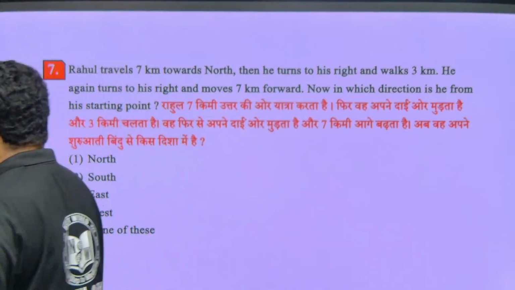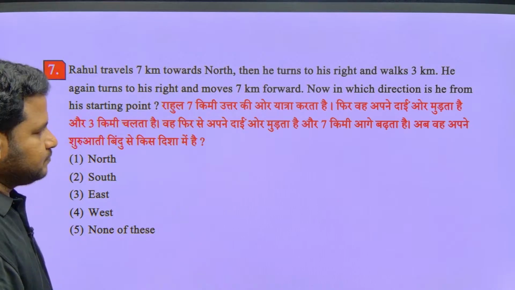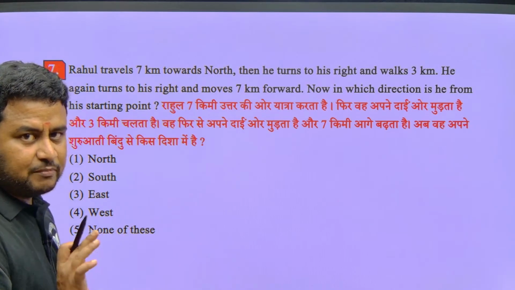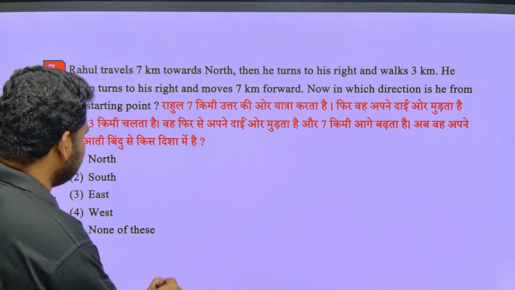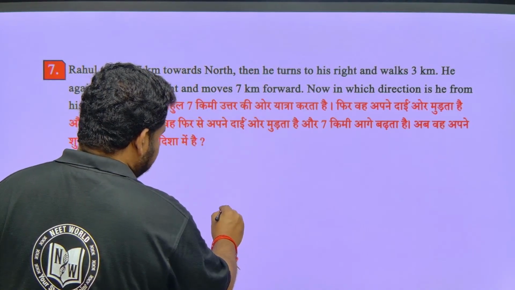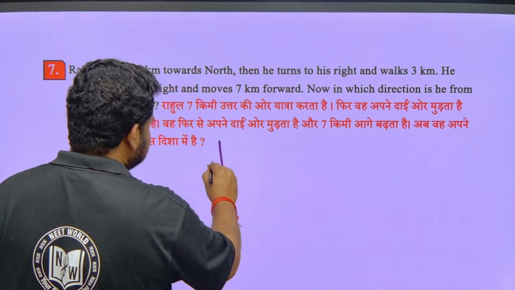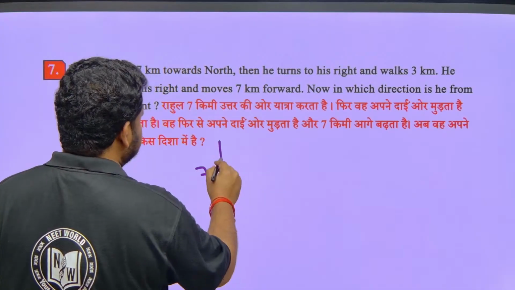Look at this question. Rahul travels 7 kilometers towards north. Please pay attention. Let this be the starting point, the focus point. Let this be O. From here, Rahul travels 7 kilometers towards north, that is upwards.